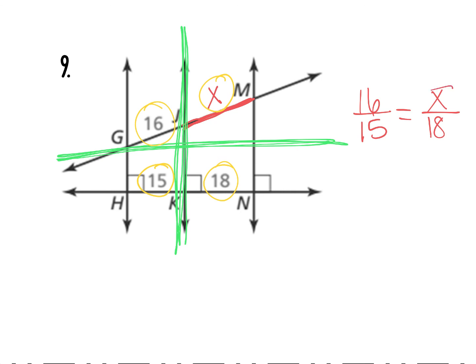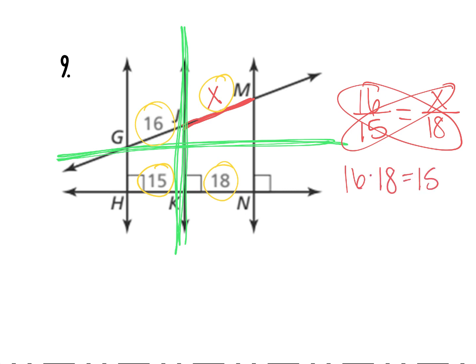All right, last time for these notes, let's go ahead and cross multiply and divide. On one side, we have 16 times 18. And on the other side, we have 15 times X. 16 times 18 is going to give us 288. And 15 times X is going to give us 15X.